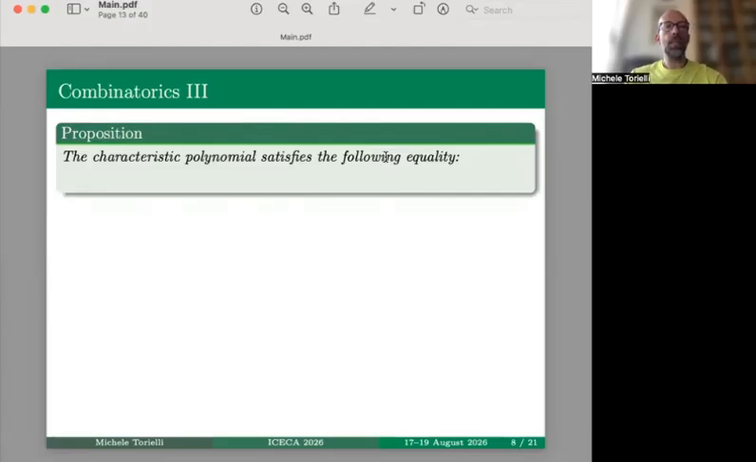Now, the characteristic polynomial has a lot of nice properties. In particular, it satisfies this formula. If I have an arrangement A, I can compute the characteristic polynomial of A by deleting one hyperplane and then restricting to it. Basically, the characteristic polynomial of A is the characteristic polynomial of A where we have deleted one hyperplane H, minus the characteristic polynomial of the arrangement obtained by restricting to the same H. This should remind quite a lot of people of the formula that we have for the chromatic polynomial of a simple graph. And we will see exactly that there is a very strong connection.